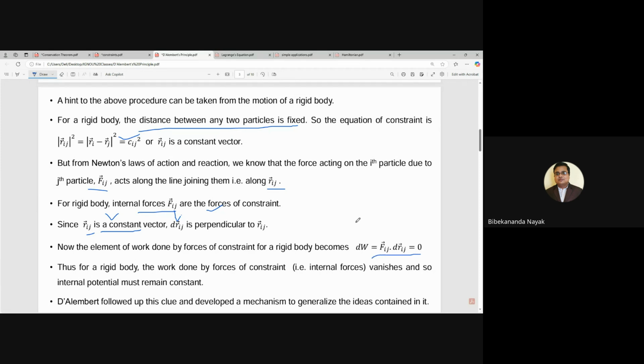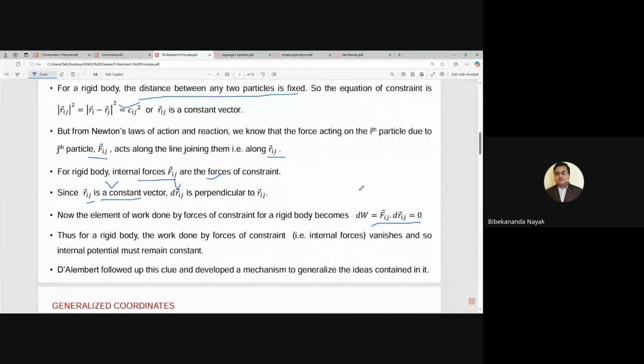For a rigid body, Rij is fixed. So dRij is basically 0. Fij dot dRij is 0, or Fij is perpendicular to dRij. So for a rigid body, the work done by the force of constraint is 0. Now, D'Alembert wanted to use this principle for all systems. For this, he developed a mechanism or procedure. D'Alembert followed up this clue and developed a mechanism to generalize the idea contained in it.